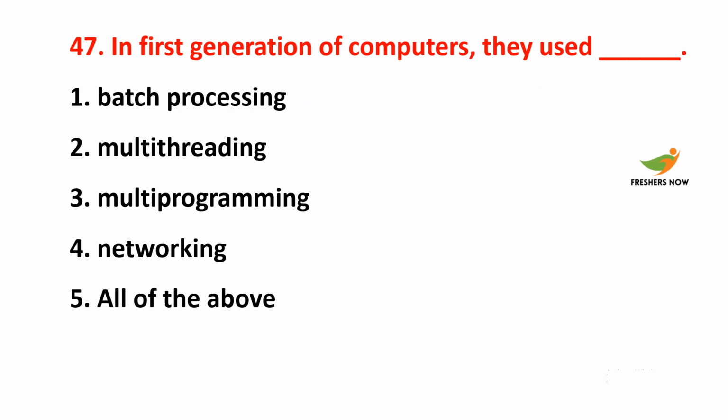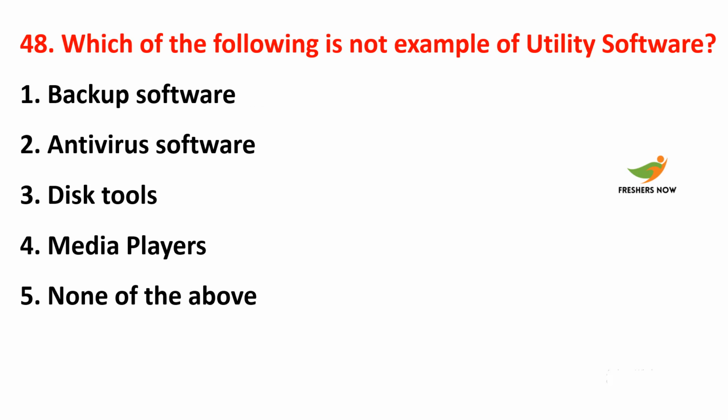47th question, in first generation of computers they used dash. And the answer is option 1, batch processing. 48th question, which of the following is not an example of utility software? And the answer is option 4, media players.